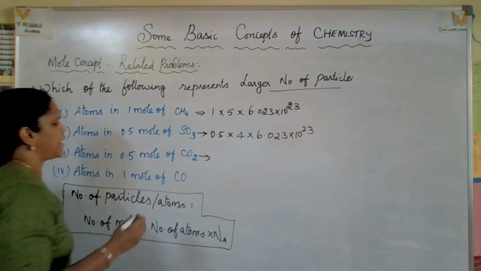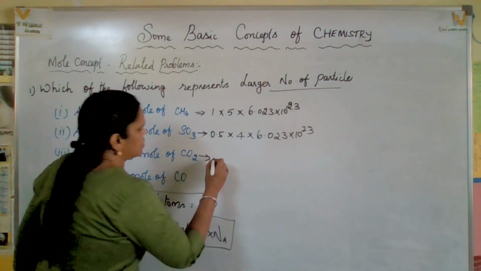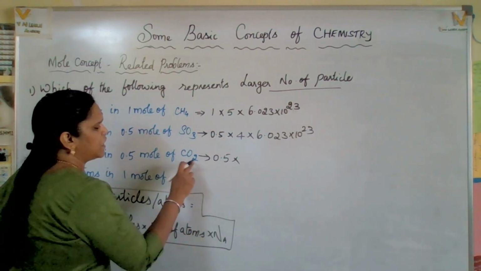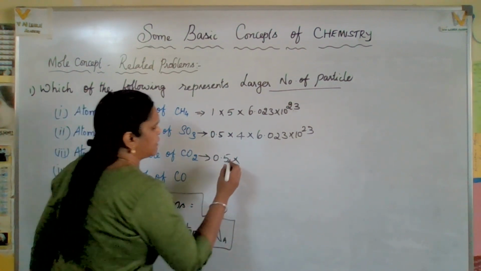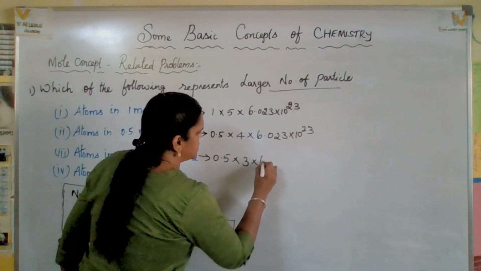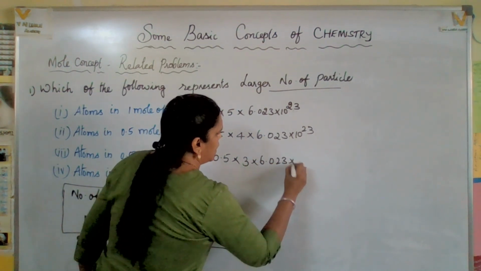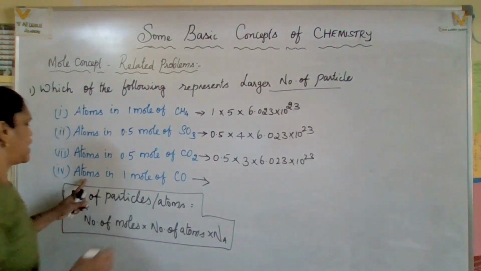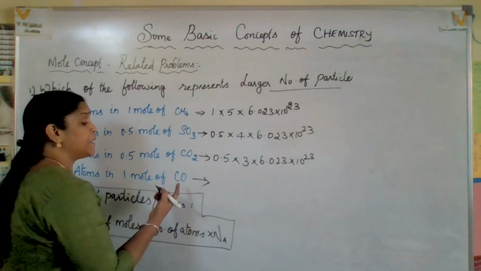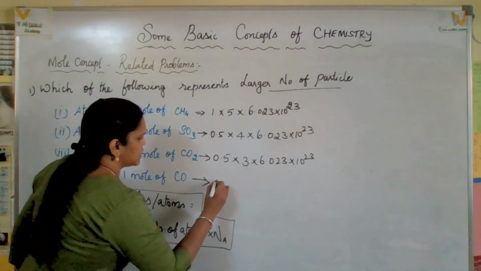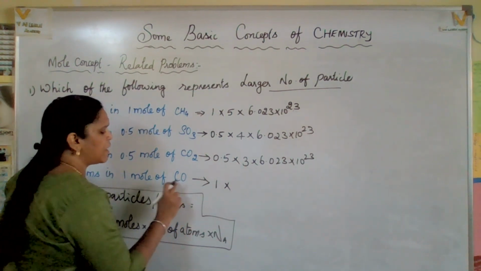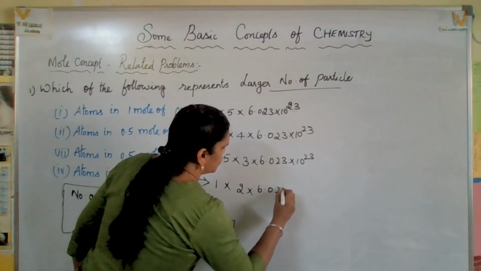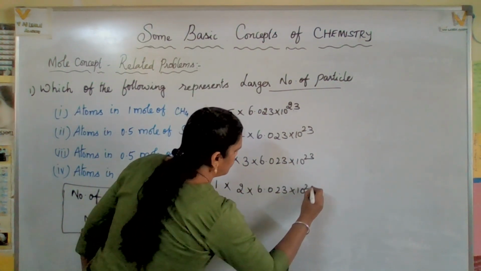Atoms in 0.5 mole of carbon dioxide. 0.5 is the number of moles, into oxygen 2 and carbon 1. That means 3 into 6.023 into 10 to the power of 23 particles. Then the last one, atoms in 1 mole of carbon monoxide. Here 1 mole into number of atoms, 1 plus 1, 2, into 6.023 into 10 to the power of 23.